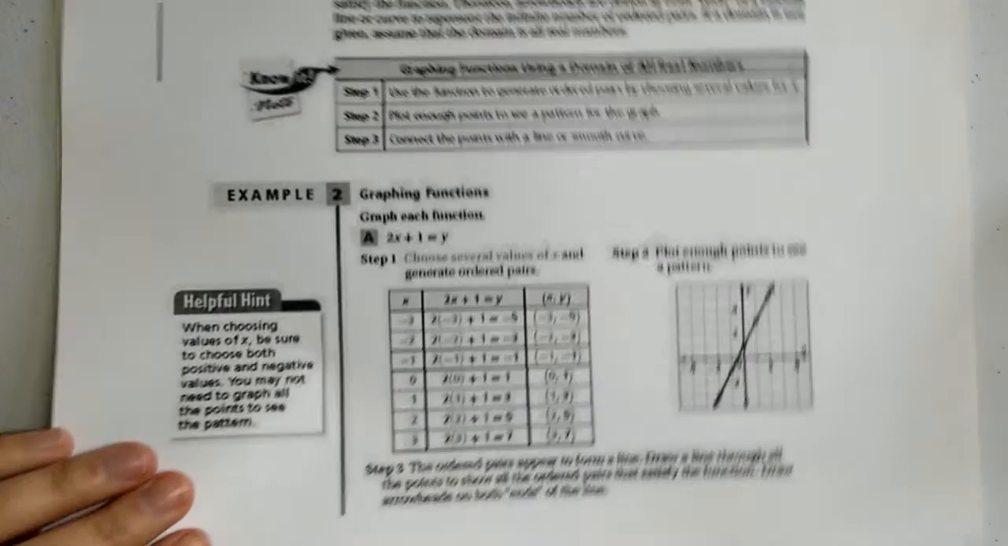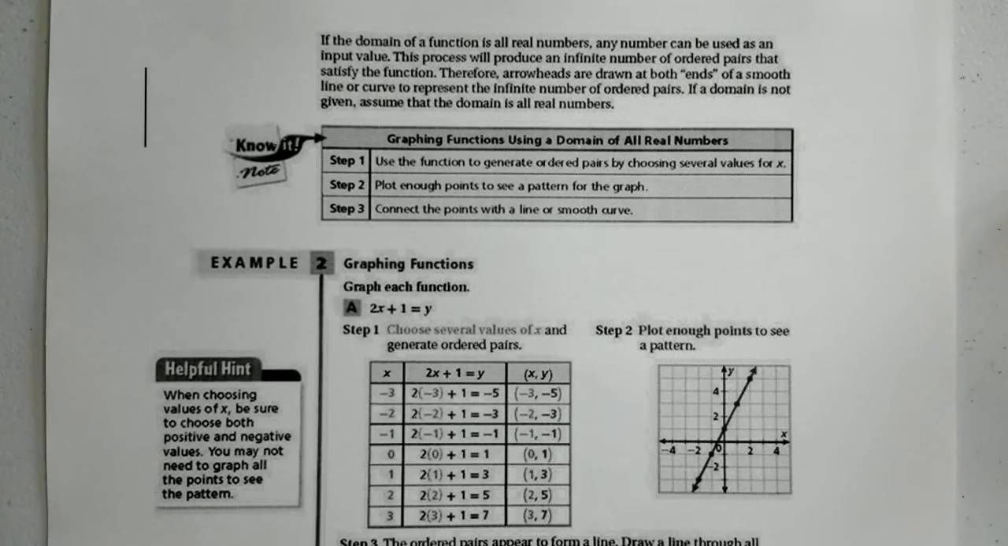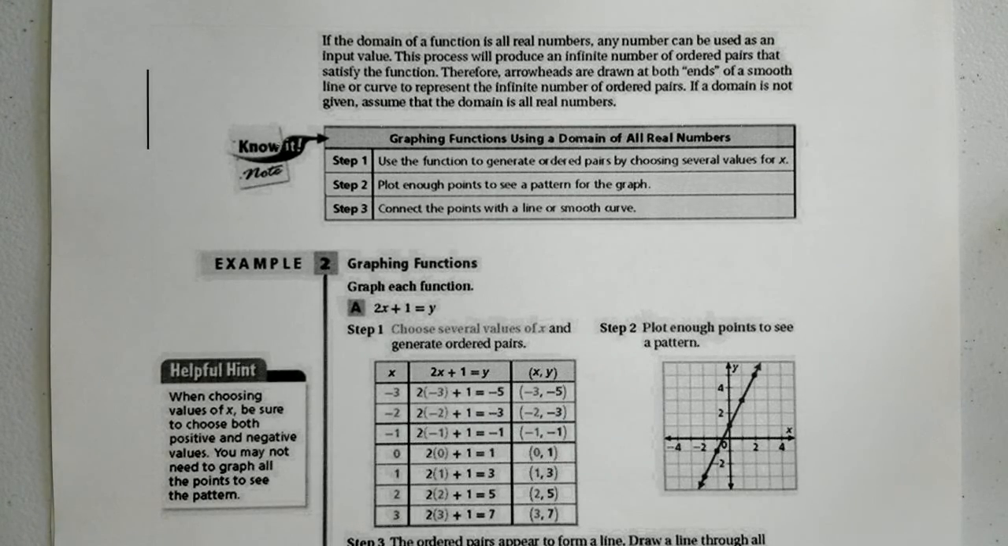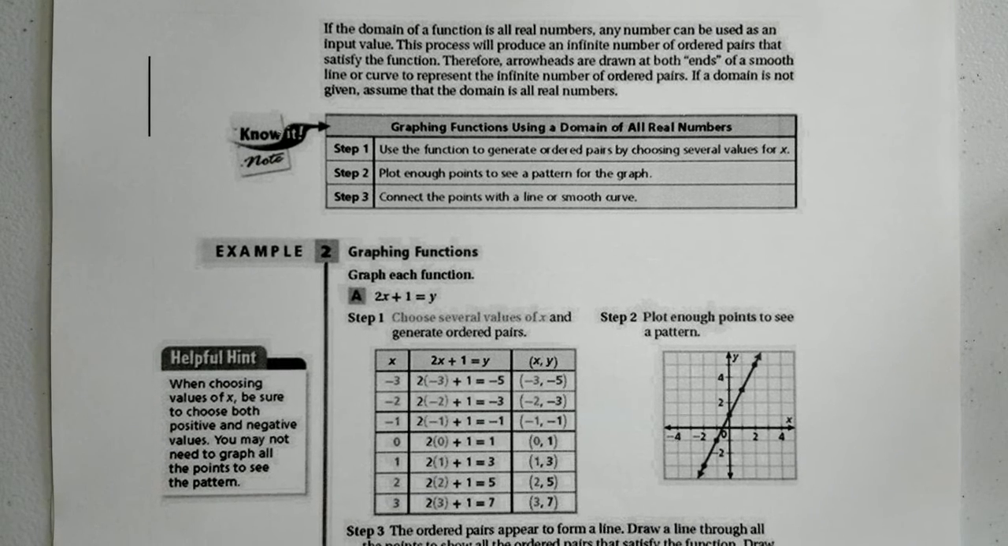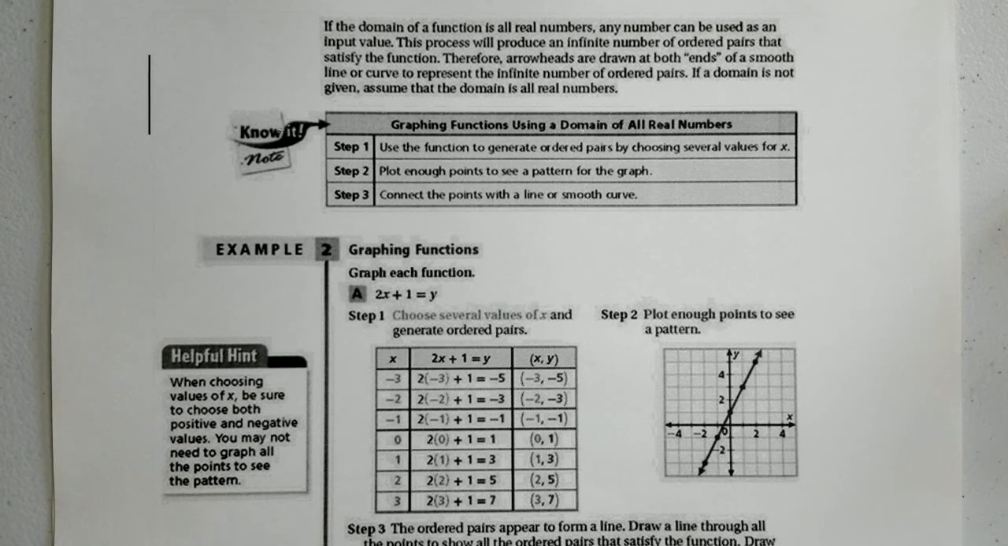Now we're going to look at example 2. So here it says if the domain of a function is all real numbers, any number can be used as an input value. Okay. So the example we just looked at, we just had specific values that we put as our input. For functions that have infinite number of ordered pairs that can satisfy the function, you can just substitute in any number for your input. Okay. So this process will produce an infinite number of ordered pairs that satisfy the function. Therefore, arrowheads are drawn at both ends of a smooth line or curve to represent the infinite number of ordered pairs.